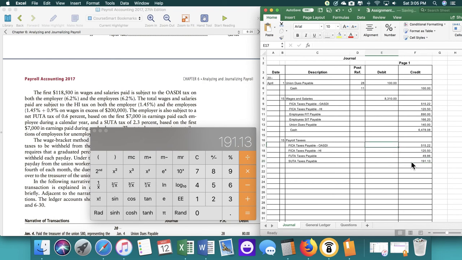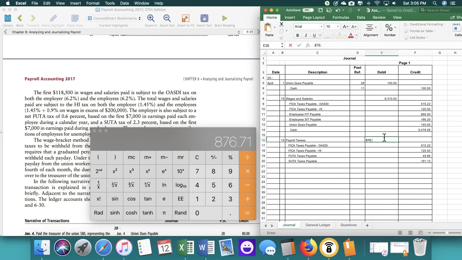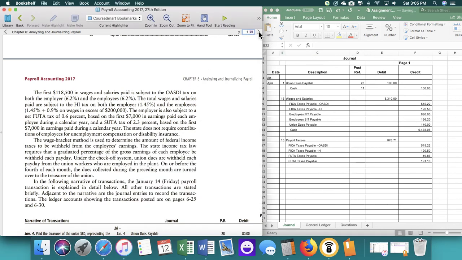And then to figure out the payroll taxes amount, we're just going to add everything together. 515.22 plus 120.50 plus 49.86 plus 191.13. Gives us 876.71. Let's go back to the problem we're working on.